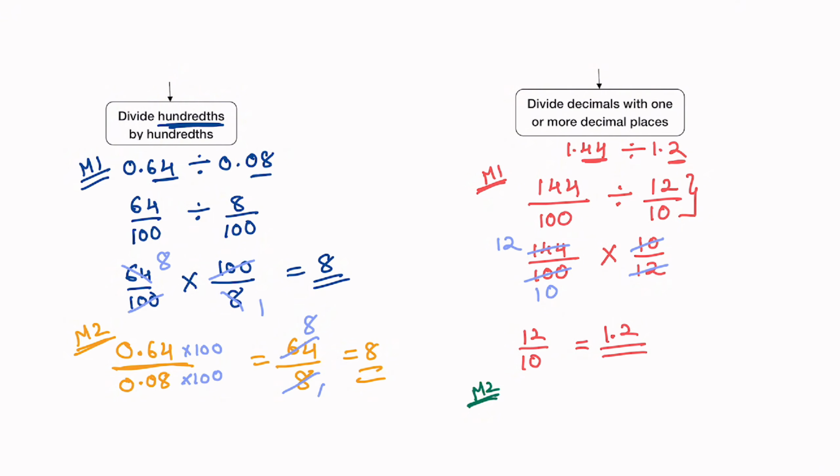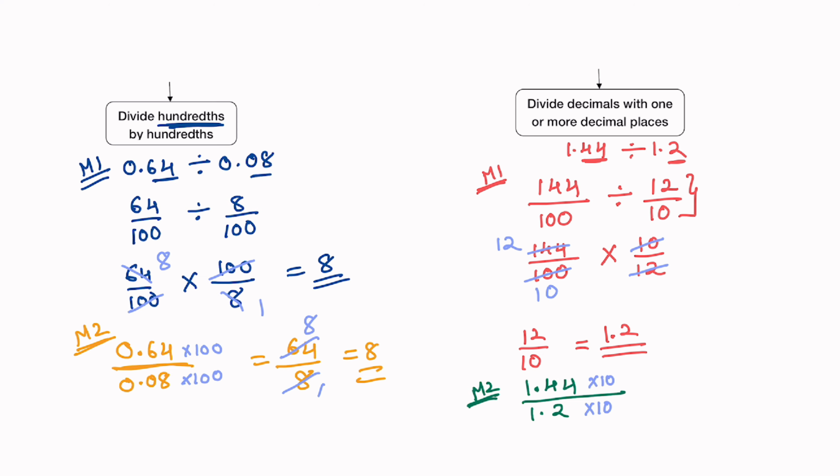Okay? Let's look at method 2 now. It follows the same process. So we write 1.44 divided by 1.2. Now, do we multiply with 10 or 100? The ideal situation is we get rid of the decimal point in the denominator, the divisor. So we just have one decimal place. So we say times 10 and times 10.